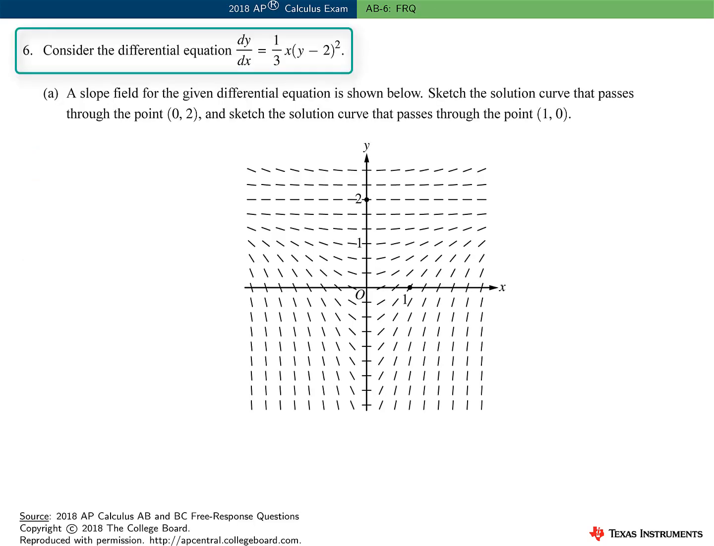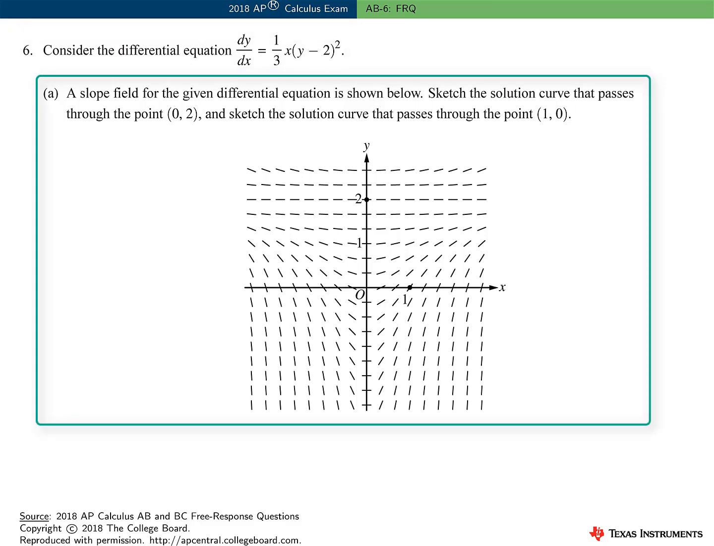In this free response question, we're given a differential equation in terms of x and y. In Part A, we're also given the slope field that corresponds to this differential equation, and we need to sketch two solution curves, one through the point (0, 2), and another through the point (1, 0).